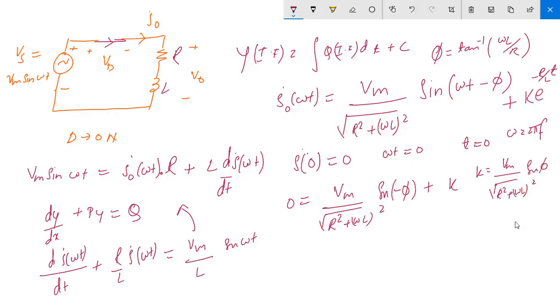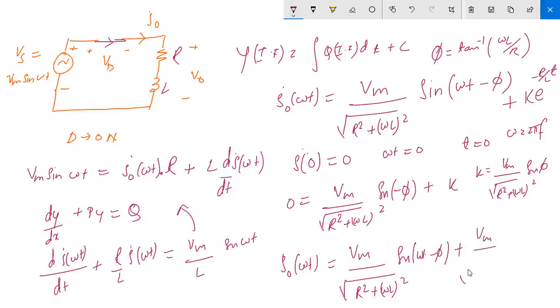So this is your equation of K. So the overall equation, if you write i0(ωt), is equal to Vm by root under R square plus ωL square, sin(ωt minus φ), plus Vm by root under R square plus ωL square, sin φ e to the power minus R by L into t. So this is the overall equation which you are going to get.